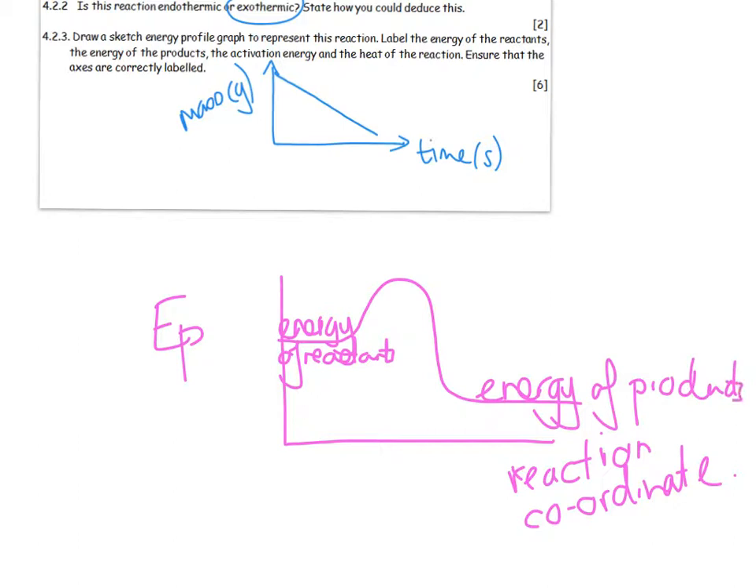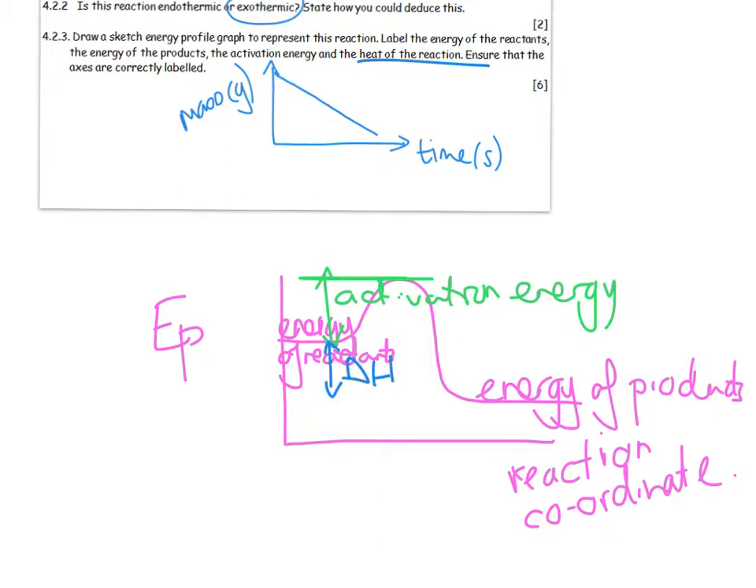It then asked you to give me the activation energy. That is the energy from the energy of the reactants to the top of the activation curve. And finally, it wanted you to give the heat of the reaction, that's your delta H, which is the difference between the energy of the reactants and the energy of the products. That should be guaranteed 6 marks.